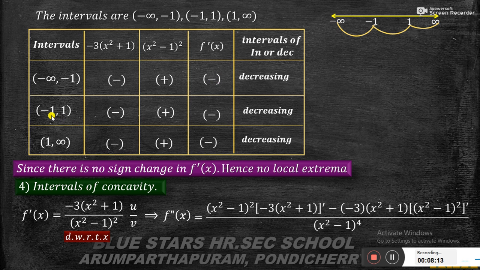So next, minus 1 comma 1. From this interval you choose any number and substitute in this function. So I take the number before the interval, minus 1, after that 0, after that 1.